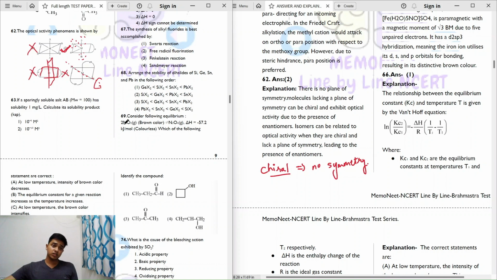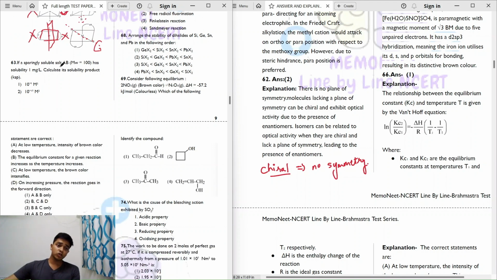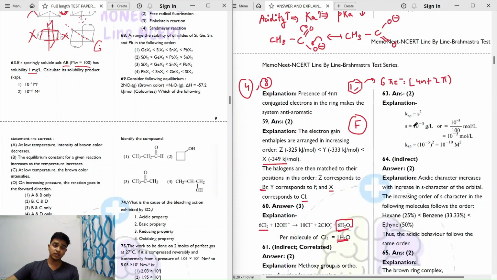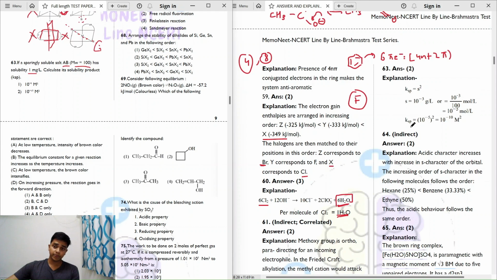Moving on to the next question, the question says if a sparingly soluble salt AB with a molecular weight given as 100 has solubility 1 milligram per liter, calculate its solubility product. So we have been given a sparingly soluble salt AB, and we have its molecular weight as well, and we have its solubility. We have to find KSP, right?